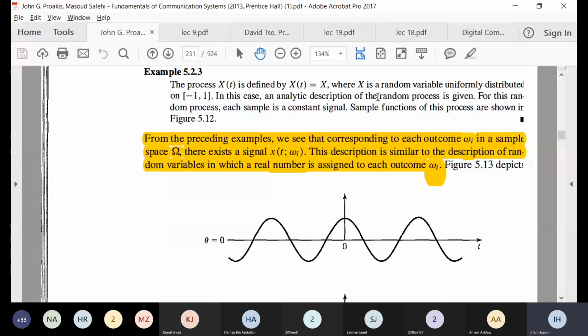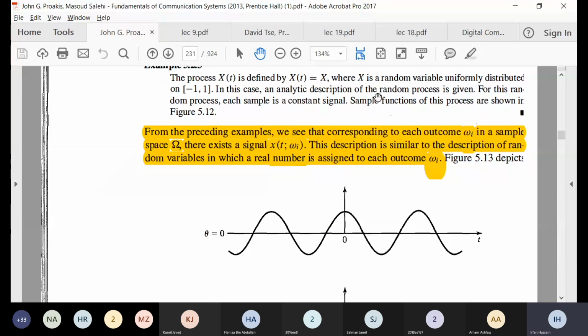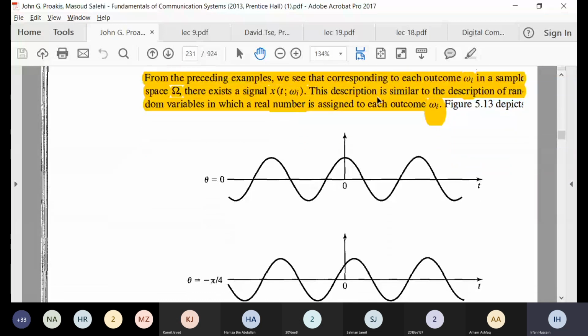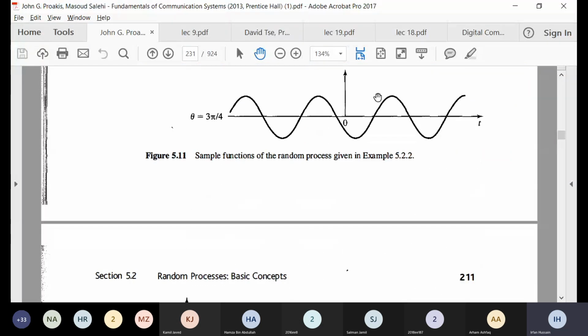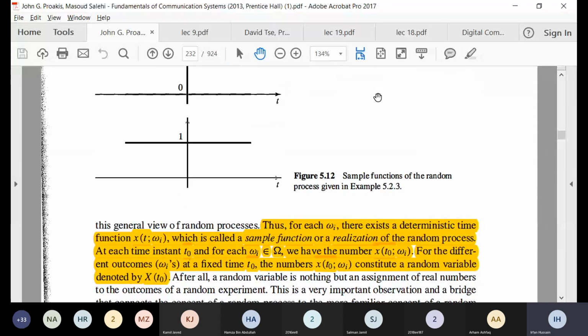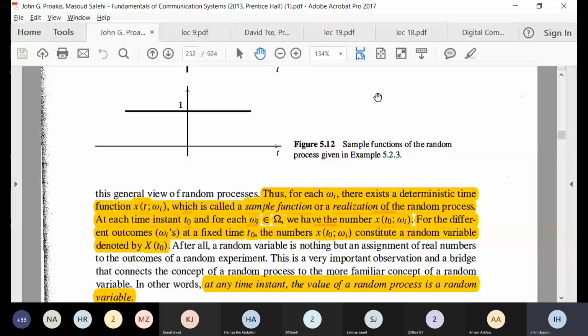So this was, I was saying, the difference between random variable and random process. So in effect, we can say for every outcome of a random experiment, or every value of the sample space of the random experiment, omega i, there exists a function x(t, omega i), which is a sample function or realization of the random process. And if I take this function and also fix time, so it becomes x(t0, omega i), then we will get a number. Because we have fixed the sample space, you get a function. You have fixed time, you will get a number.